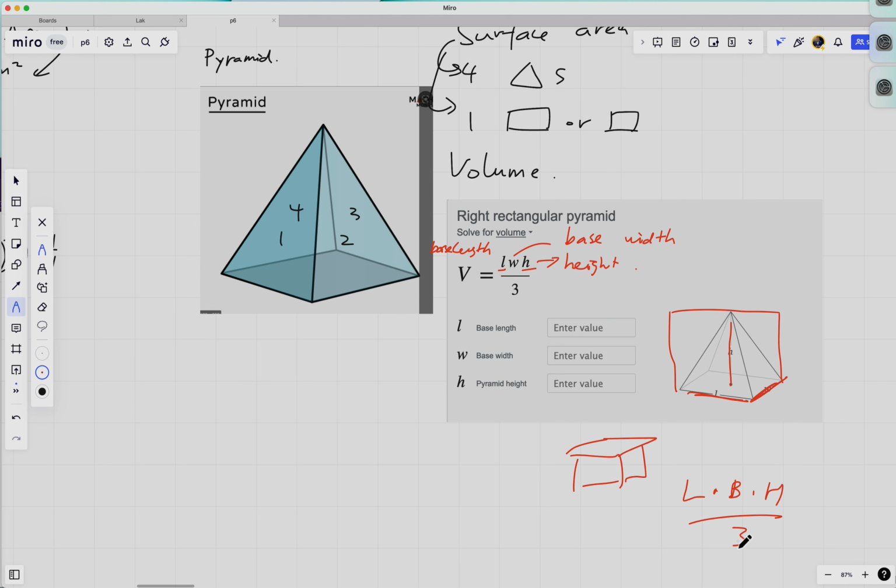But now, life is not always so simple. Usually they will give you this one, which is, let's say, 20. Then they give you the breadth, which is 10. Now the funny thing is, they might not give you the height. They might want you to find the height of the pyramid.